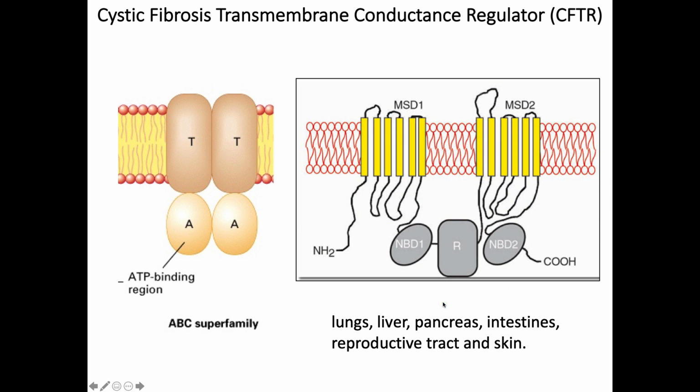The thing that we did not elaborate on, we just had the picture, is this R, or the regulatory domain, which is sitting right in the middle. And this is what is important, and we are going to talk about how this controls the activity of the CFTR. And again, remember that although we talked about the problem across the lung epithelia, this is found in many tissues: lungs, liver, pancreas, intestine, reproductive tract, skin. Many of these epithelial layers do contain this CFTR transporter in their plasma membrane.